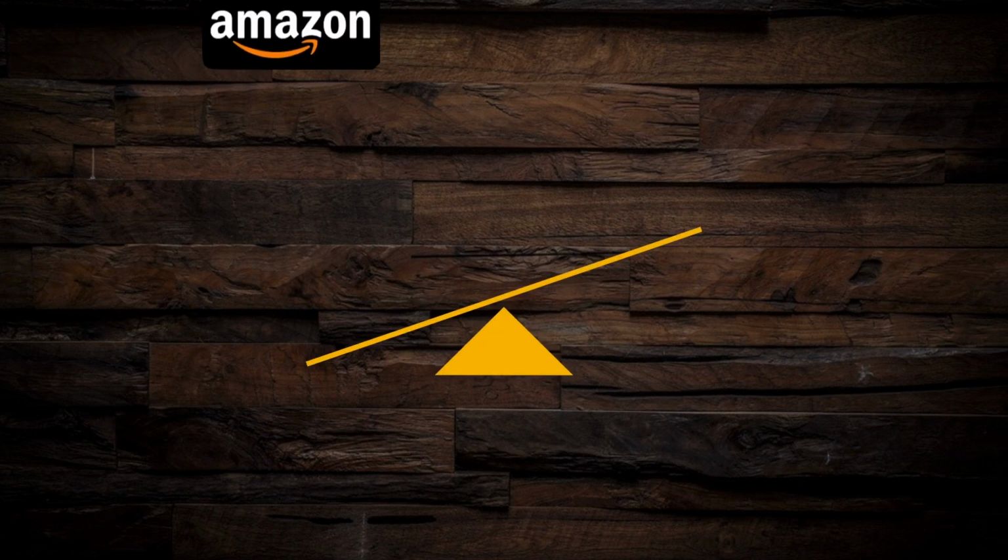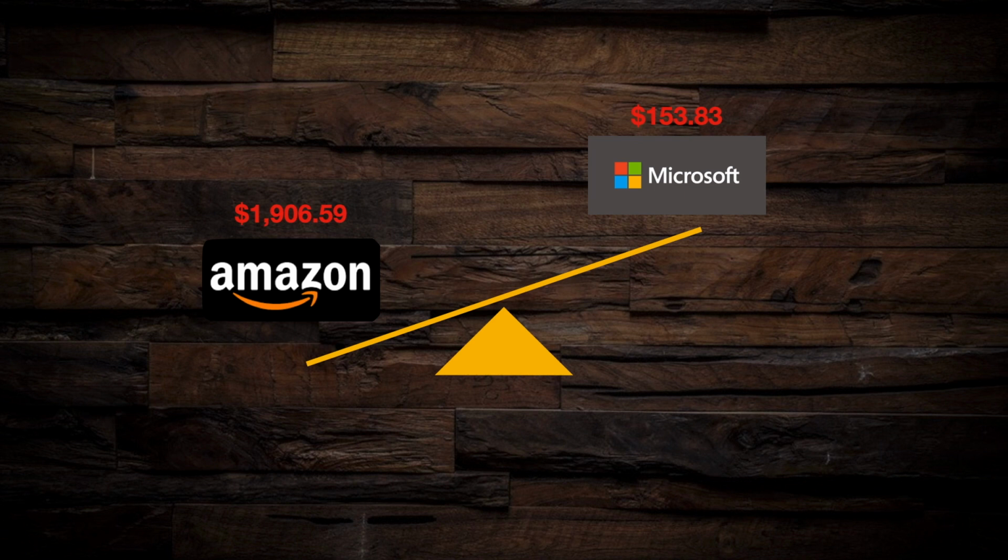Have you ever wondered why Amazon stock trades for around $1,900 a share, and Microsoft only trades for $150 a share? Well, today we are going to break down the main factors that determine the price of a stock, as well as the reasons those values fluctuate on a daily basis.